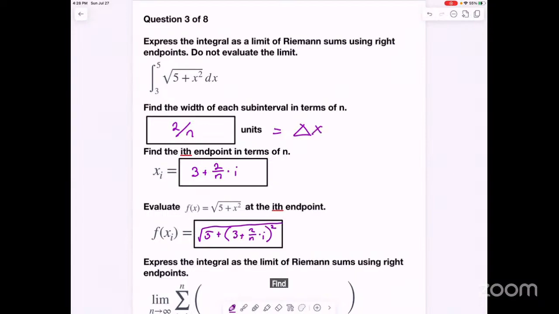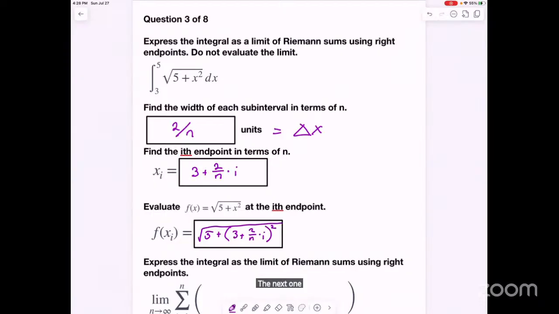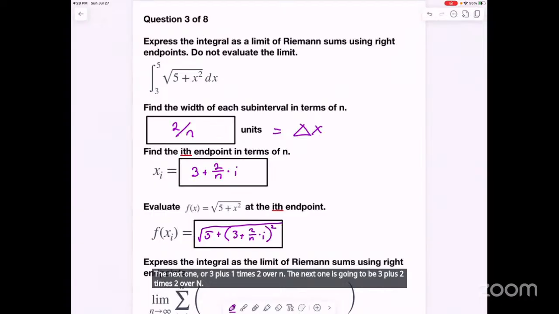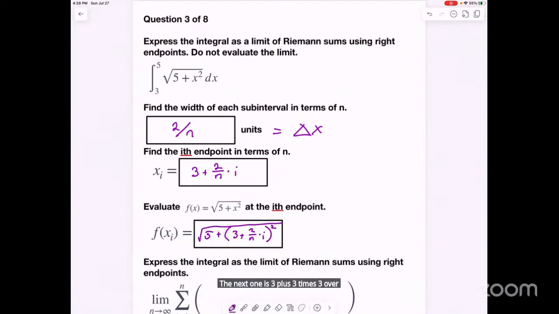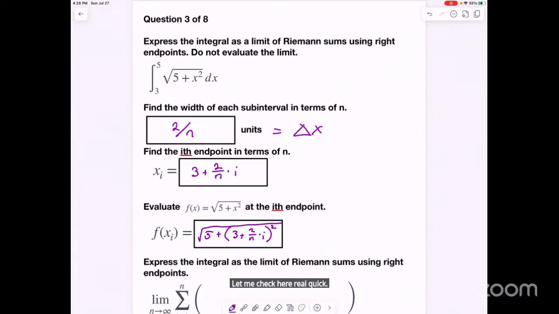Find the ith endpoint in terms of n. If we're starting at 3 and going up, the first one goes up a distance of 2 over n, so 3 plus 1 times 2 over n. The next one is 3 plus 2 times 2 over n. The next one is 3 plus 3 times 2 over n, right? That's the ith endpoint in terms of n. That's fine. Let me check here real quick. Yeah, I think we're good. Let's keep going.